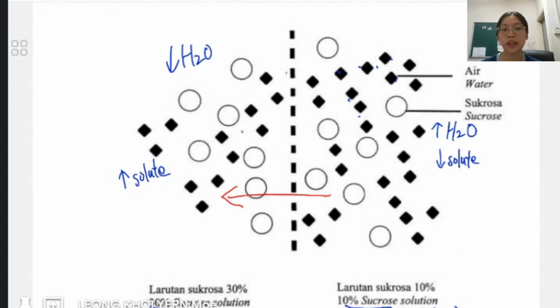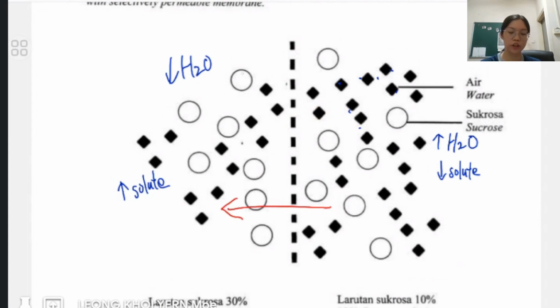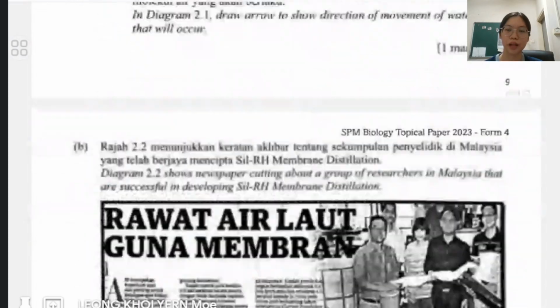Since this is a selectively permeable membrane, you have to know that sucrose is unable to pass through it. Only the water molecules are able to pass through it. So the number of sucrose still stays the same. In order for the water to achieve a dynamic equilibrium, the water will move from a high water potential to a lower water potential.